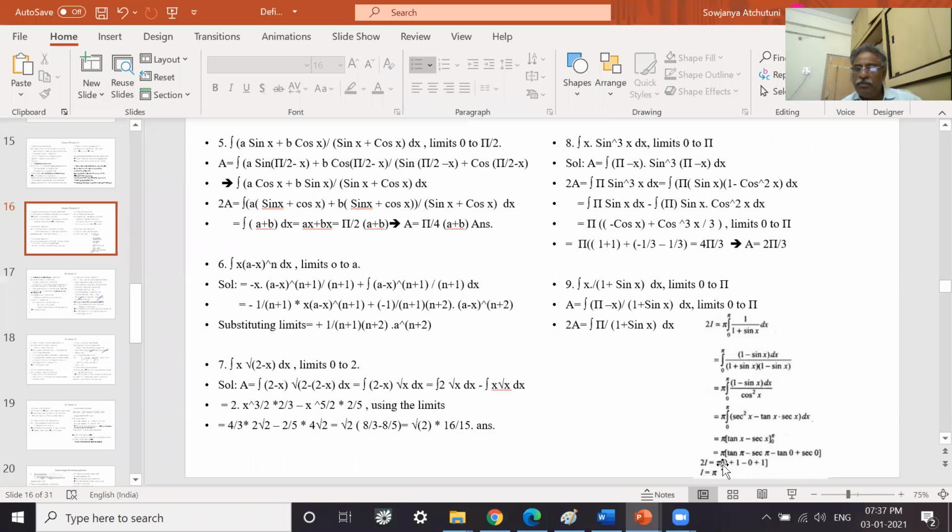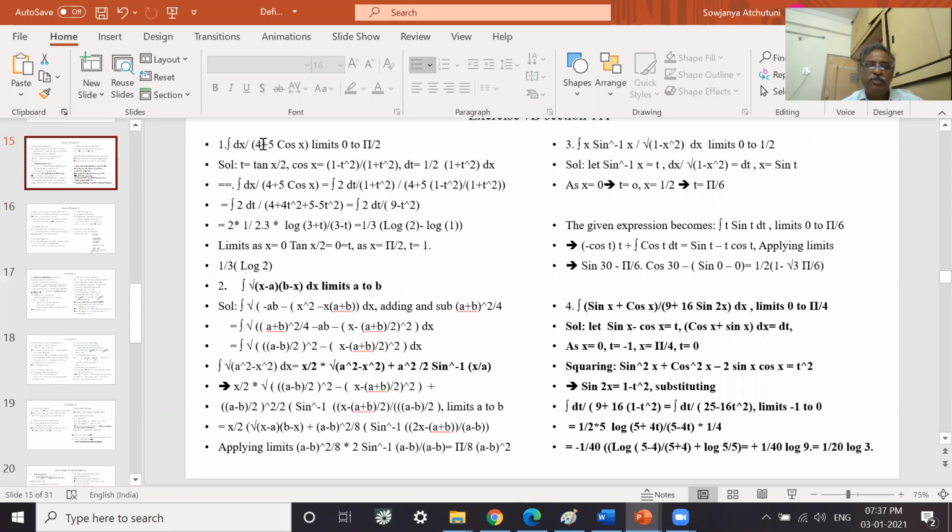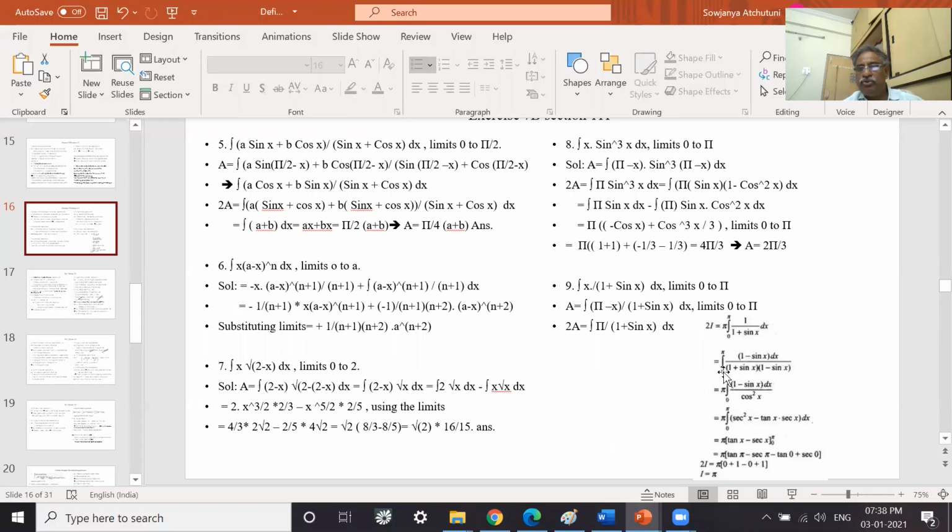2i is equal to 2 pi, so I is equal to pi. So I have pi by 1 plus sin x. Here also we have seen an earlier problem, pi by 1 plus cos x. If they are the same, like 5 plus 5 cos x, then I can go for 5 minus 5 cos x into 5 minus 5 cos x. Since they are different, that could not be used there. Now we have used this type of approach.